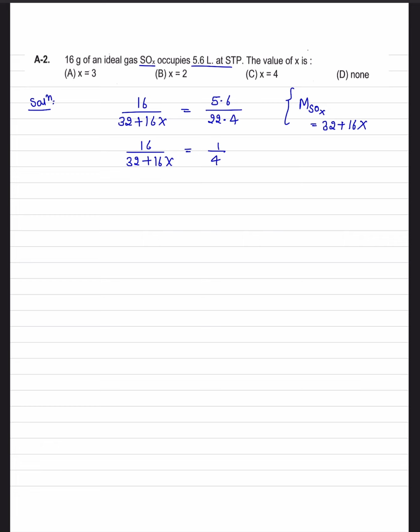I hope now you can solve this one. Multiply here. So we got 16 into 4, 64, is equal to 32 plus 16x. So 16x is equal to 64 minus 32, which is 32. So the x value is 32 by 16, so the answer is 2. So x is 2. I hope it is clear to you. I am telling you again, this is the mole of SOx from the weight data, and this is the mole of SOx from the volume data. So obviously the moles will be equal to each other, and in the end we got the answer.